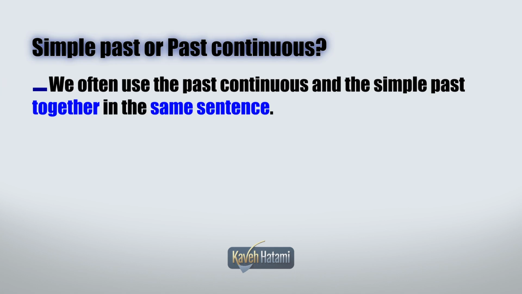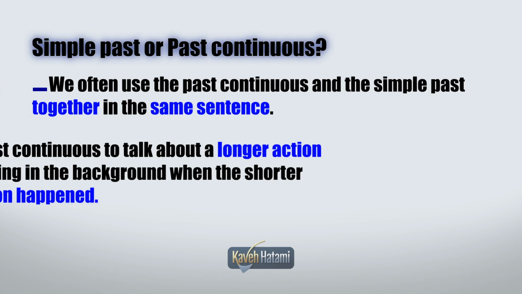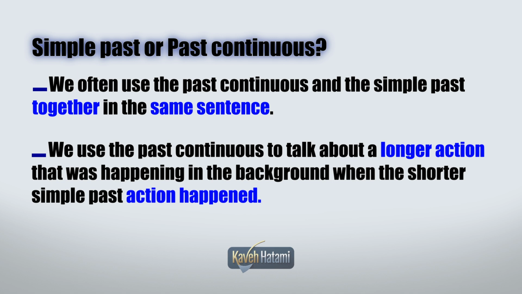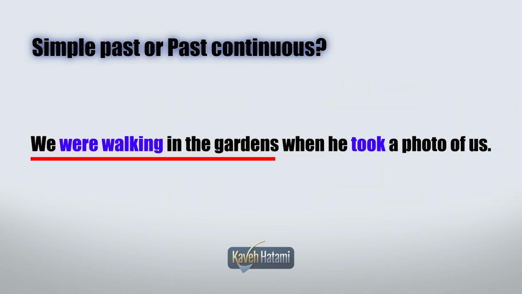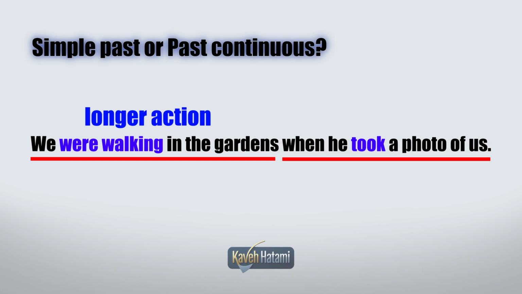Simple past or past continuous. We often use the past continuous and the simple past together in the same sentence. We use the past continuous to talk about a longer action that was happening in the background when the shorter simple past action happened. We were walking in the gardens. This is the longer action. When he took a photo of us. This is the shorter simple past action.